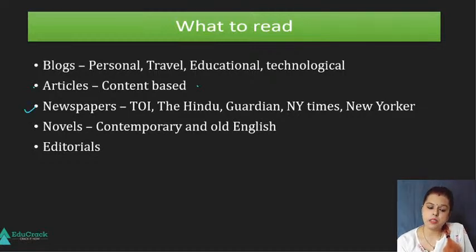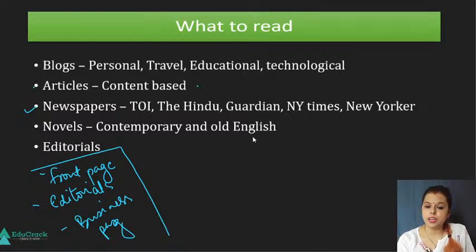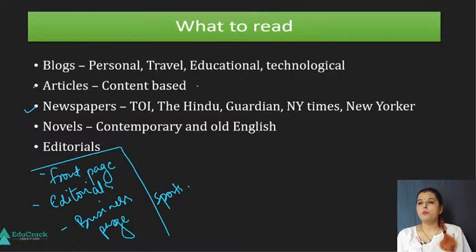Start reading newspapers, very important. Not just the front page, but when we talk about newspapers, there are three things which are extremely important. One is definitely the front page. The second is the editorials, extremely important. And the third is the business page. If you are able to read these three types confidently, then there is no problem. And also sports. Go through sports, because sometimes you may get a passage based on sports, very rarely though, but yes. So these are the things that you should be focusing on in a newspaper.